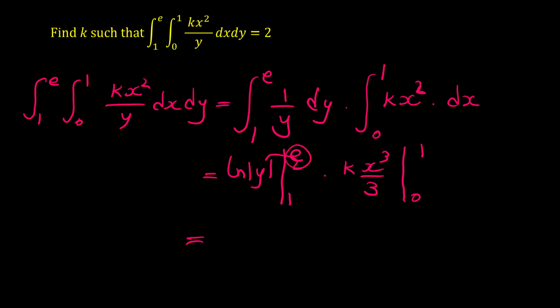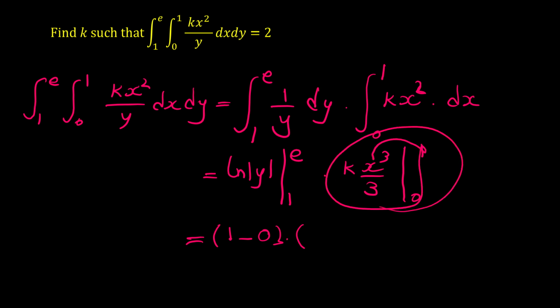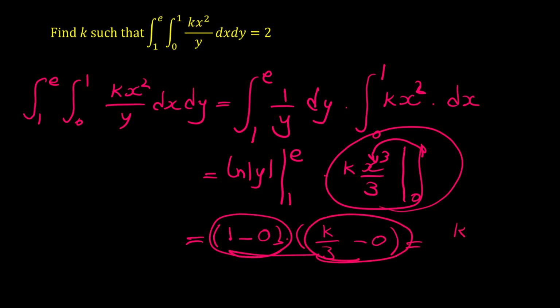If we plug in e here, ln of e is 1. So let me write only 1 here. If we plug in 1, ln of 1 is 0, so minus 0. For the other part, if we plug in 1 for x, k times 1 to the 3 over 3 is k over 3. And if we plug in 0 for x, 0 to the 3 is 0, so everything is 0, so minus 0. So finally we have 1 times k over 3, which is k over 3.